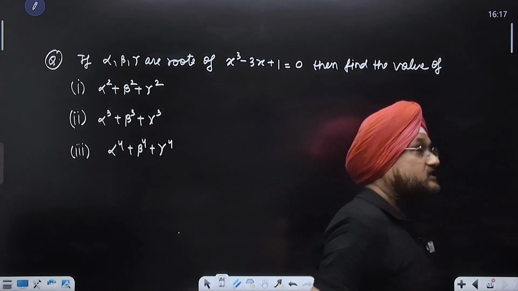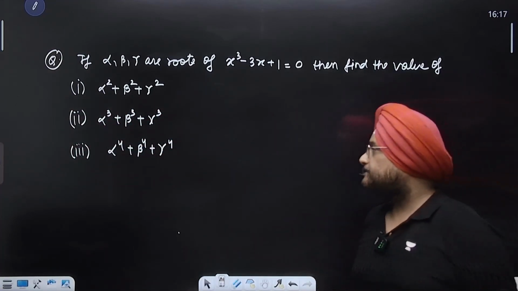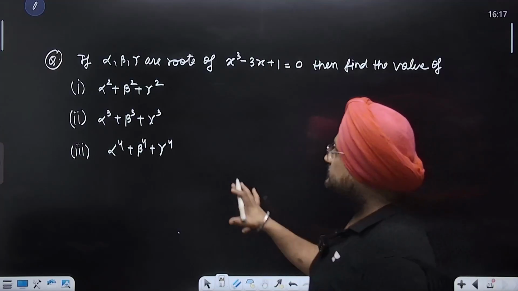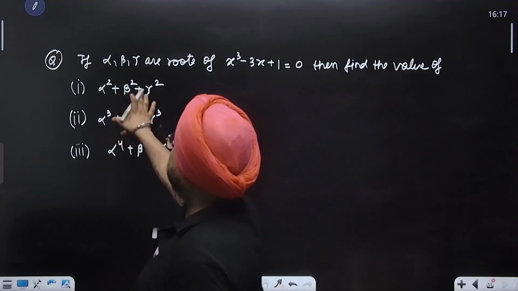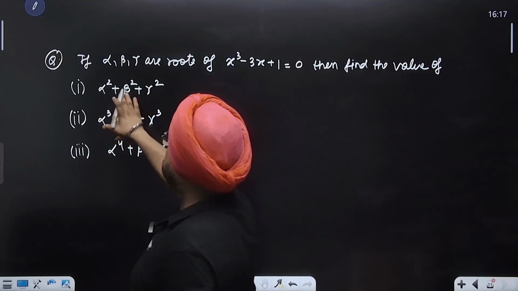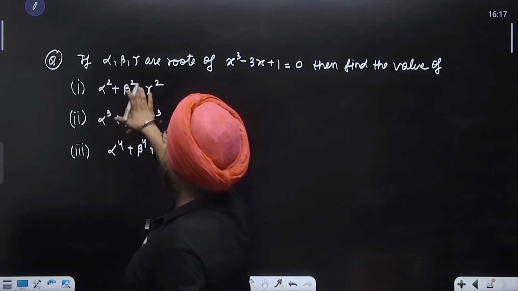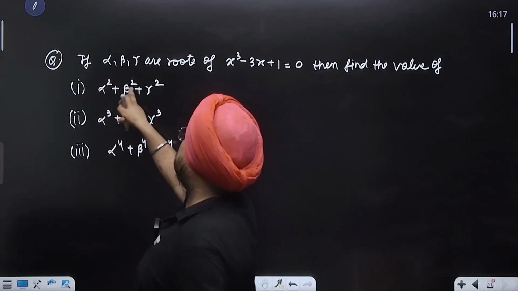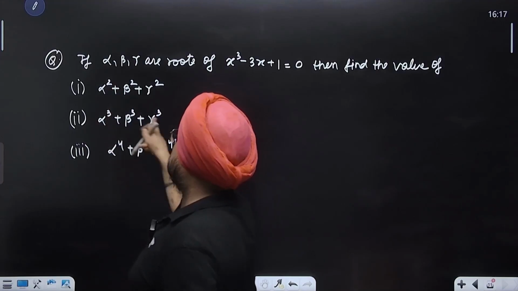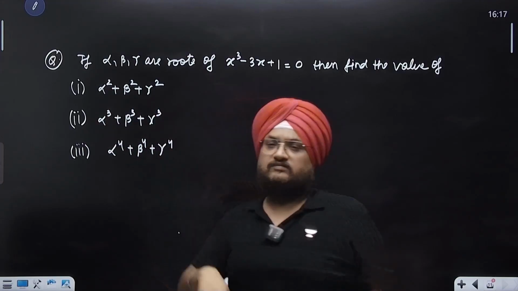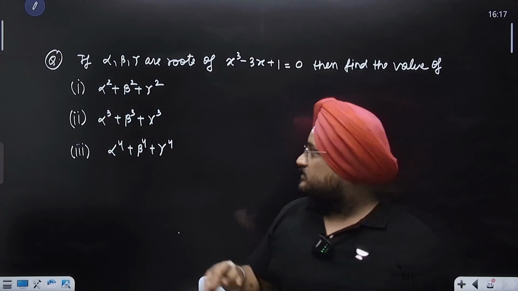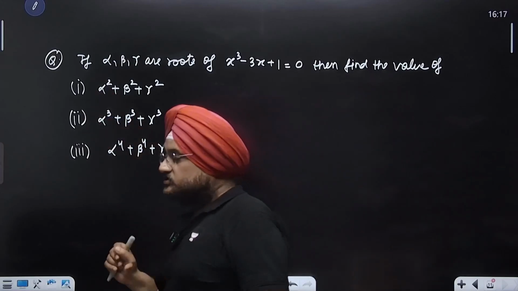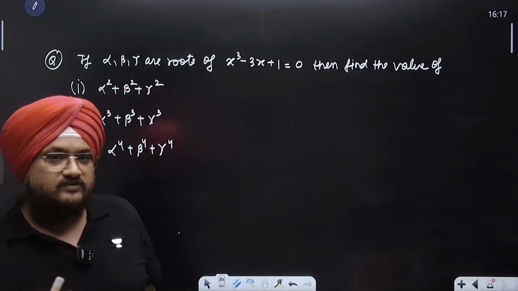See, in this type of problem there is a pattern: the sum of powers of roots of an equation. Here the sum of squares of roots, here the sum of cubes of roots, the sum of fourth powers of roots. These problems can be done using the concepts of Newton's theorem, which we will cover later.